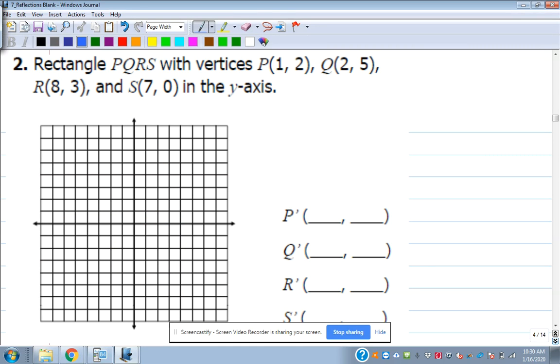Number 2, we have a rectangle, PQRS, and they give us the vertices for that. And they want us to reflect it across the y-axis. So let's draw the pre-image. So 1, 2. Two, 5. And then 8, 3. And then the last one is at 7, 0. There's P, Q, R, and S. And just draw that rectangle.